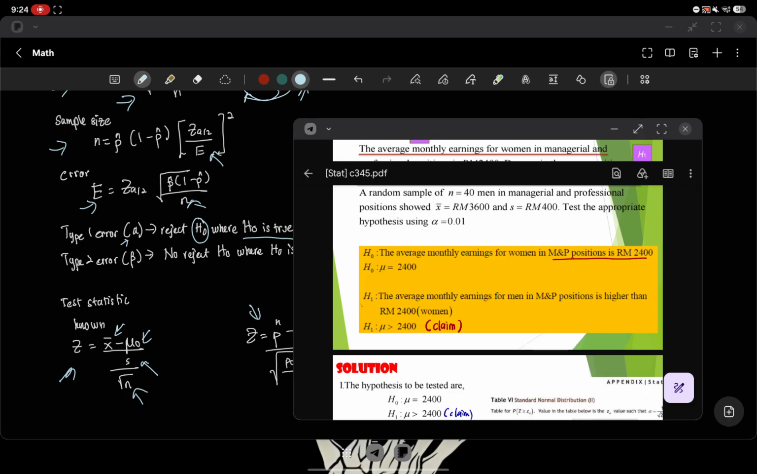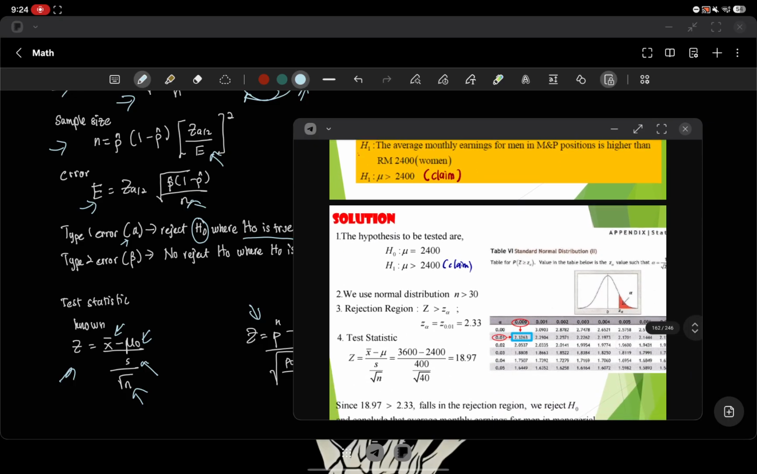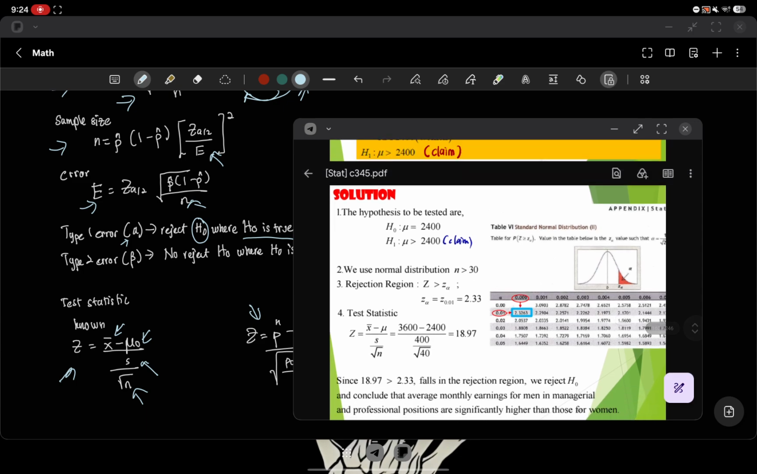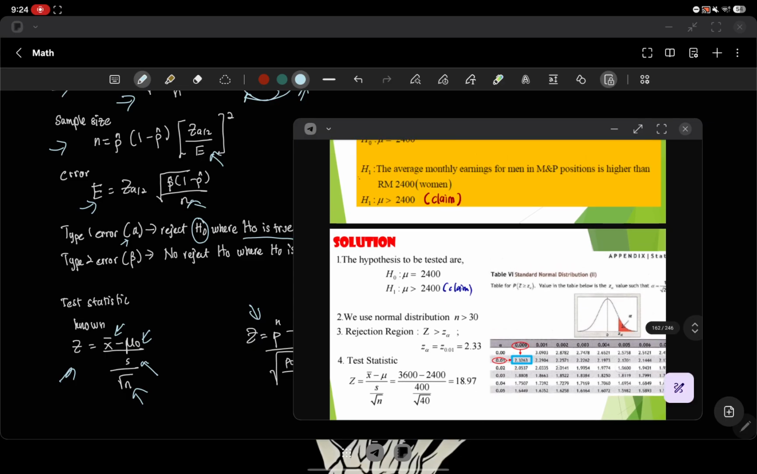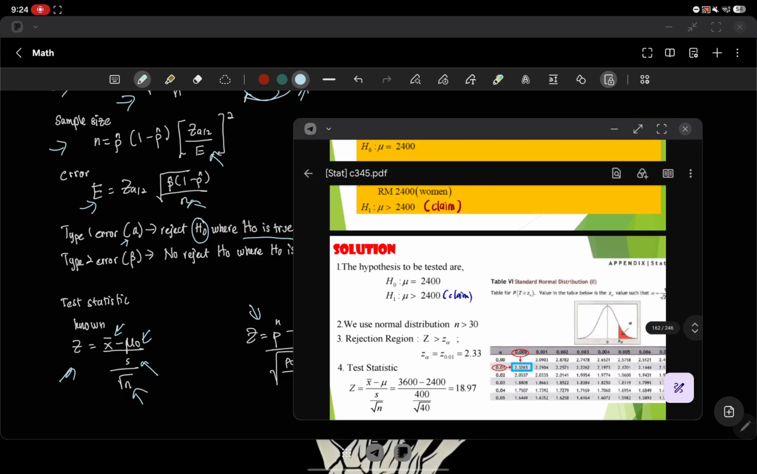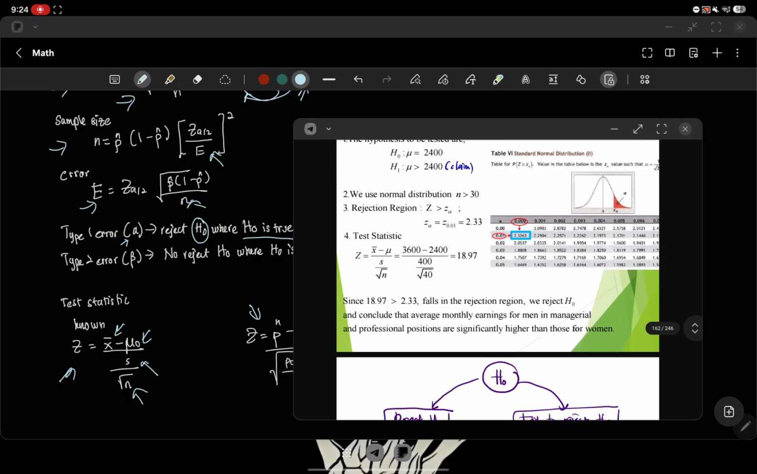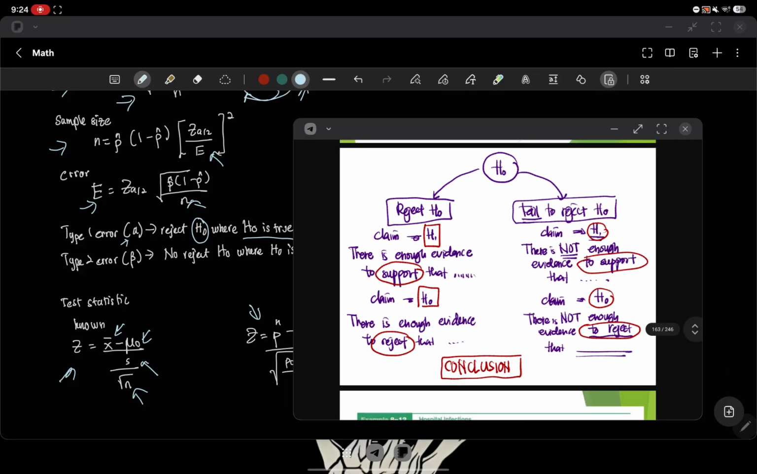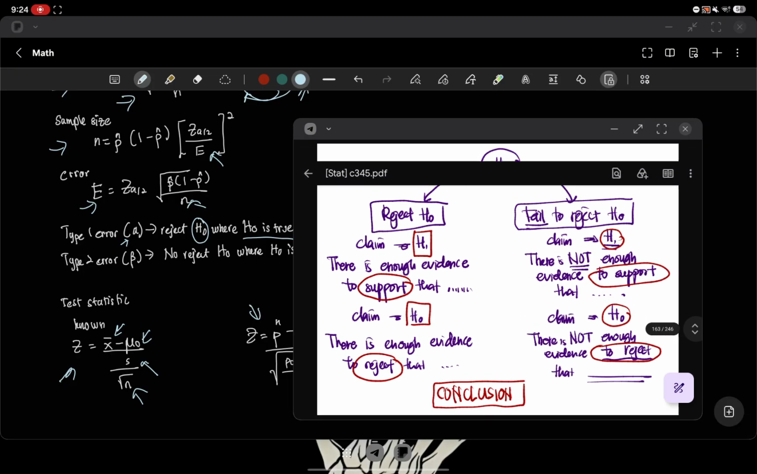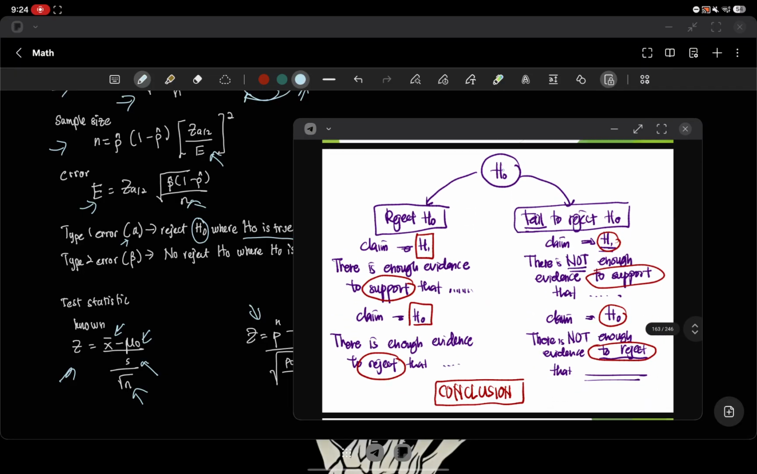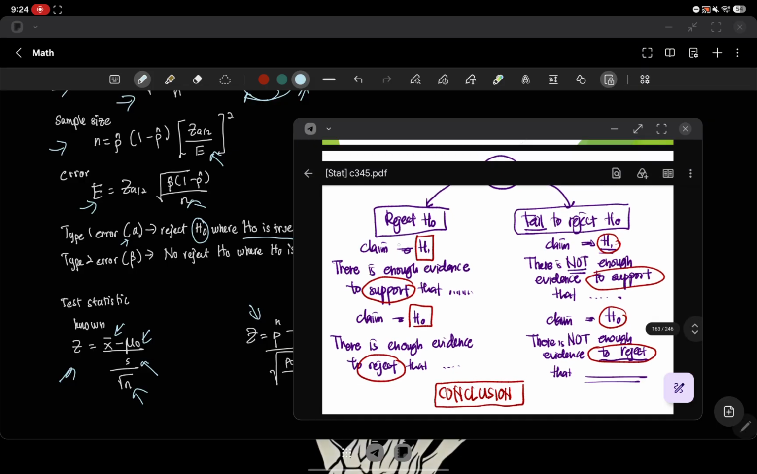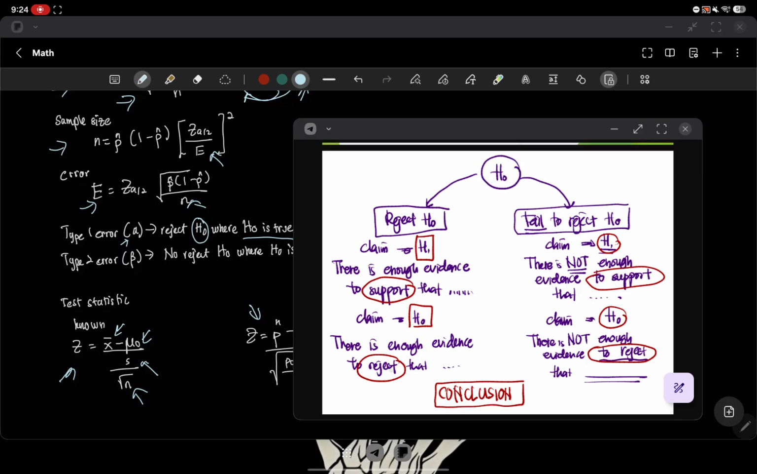Another one is where the argument is failing. In this case, the argument that won was H1, so technically we are rejecting H0 and supporting H1: men are earning more than 2400. So this is the stuff that you need to remember. In order to reject H0, you need to say that H1 is claimed to support, so H0 is rejected.